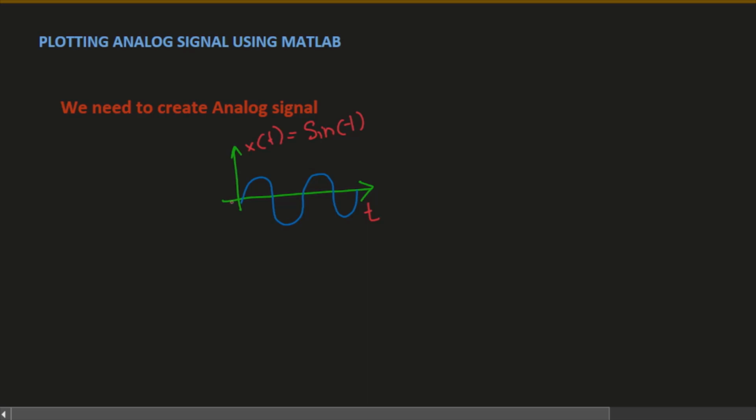Now what we will be doing is first we need to define the time axis, which basically tells from what range to what range we need to plot. If I consider this is 0, this is 1 second and this is 2 seconds, then I need to plot from 0 to 2 seconds.